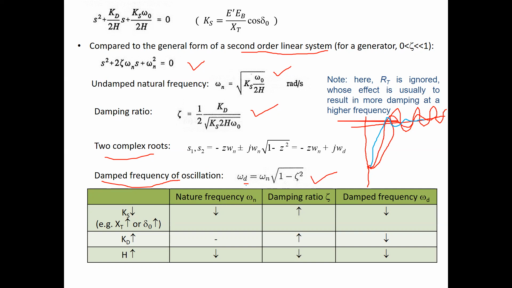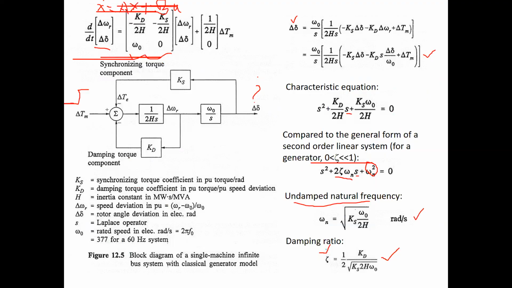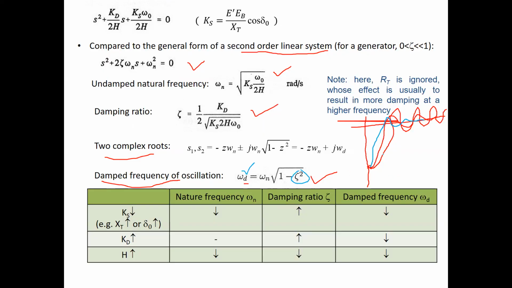So depending upon the damping ratio, because this is a damped oscillation, and this quantity which we had previously, this one, depending upon the value of the damping ratio, the rotor angle will oscillate or settle down. So what do you understand?